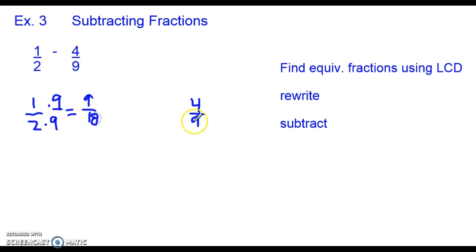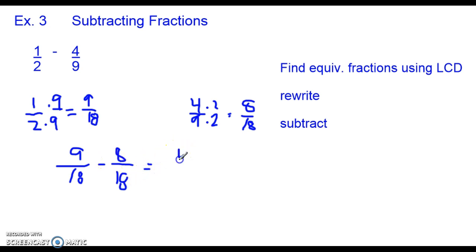And then over here, to get 18 as my denominator, I need to multiply by 2 over 2, which would give me 8 over 18. Sorry, I kept saying 19. So I'm going to rewrite my problem now. I have 9 over 18 minus 8 over 18. And 9 minus 8 would give me 1. And then my denominator stays the same, so 1 over 18. And I can't simplify that at all.